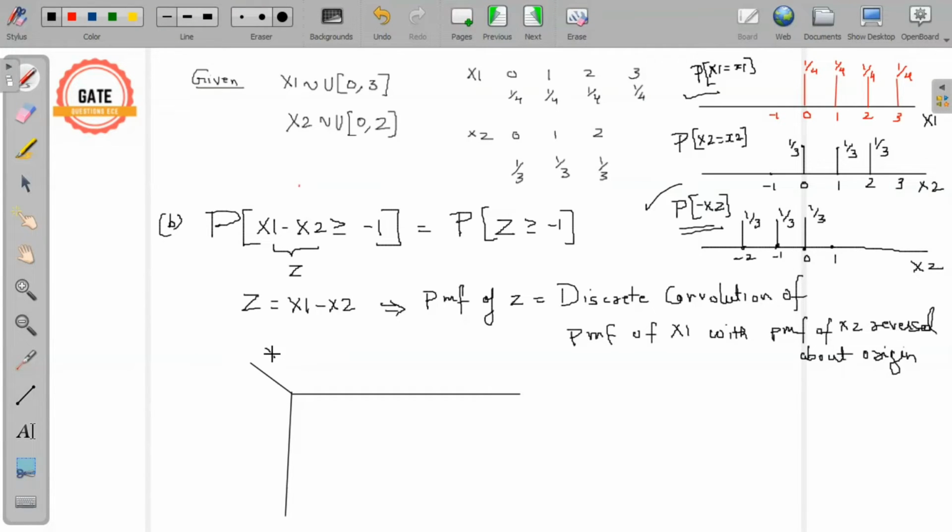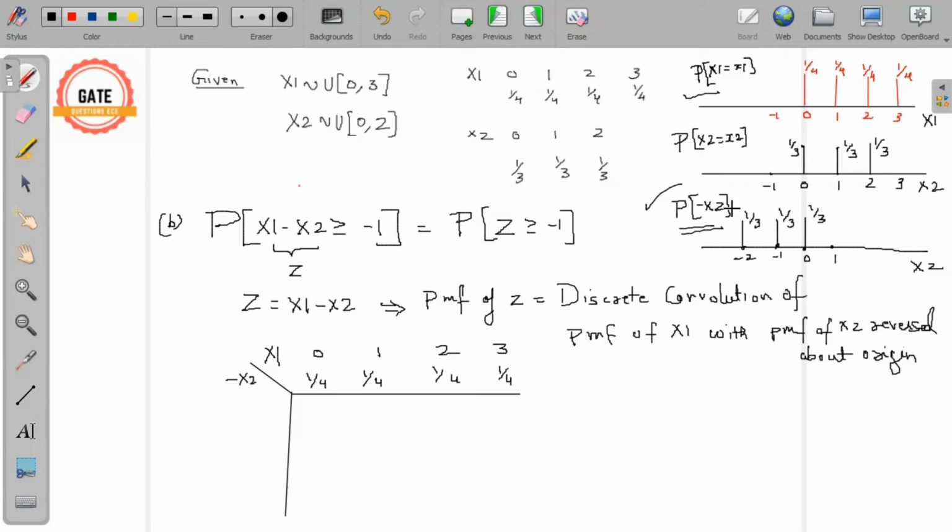So I will write x1 on this side, and on this side I will write -x2, the reversed sequence of x2. So x1 can take values 0, 1, 2 and 3, and the corresponding probabilities are 1 by 4, 1 by 4, 1 by 4 and 1 by 4.